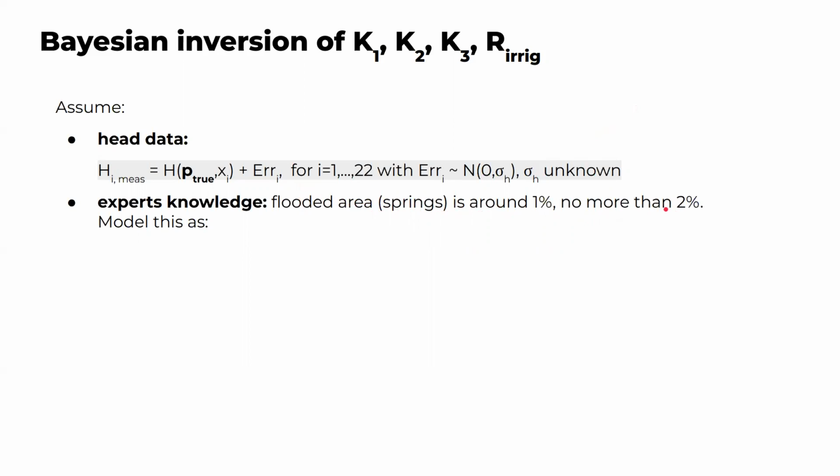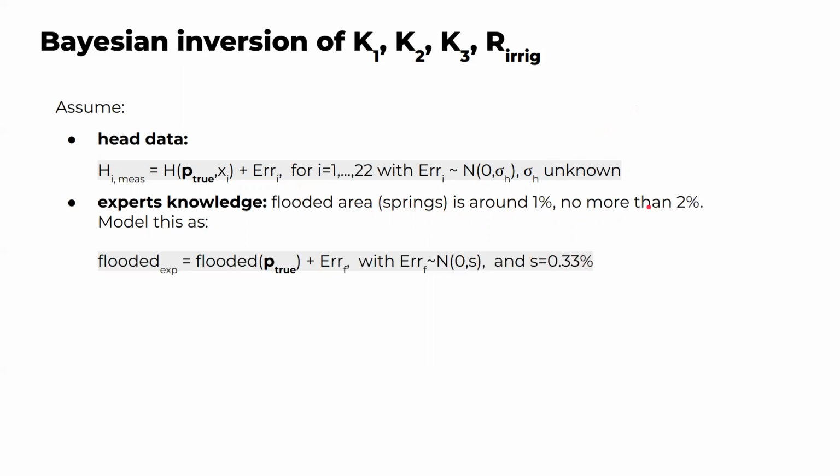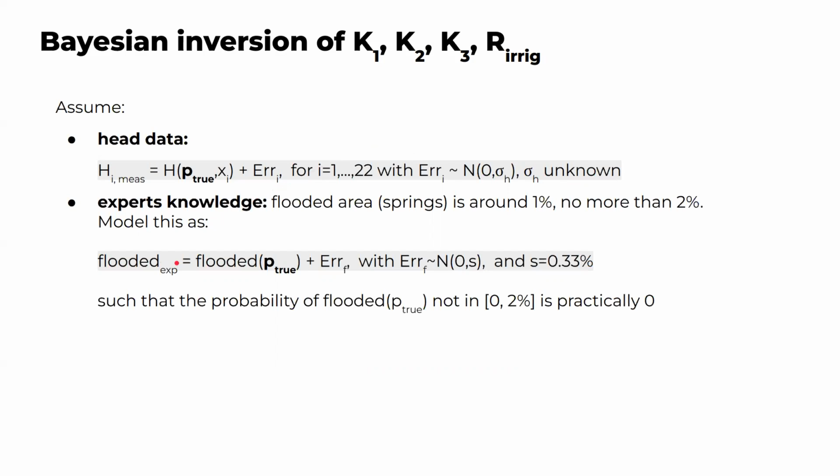So how do we incorporate this information in our Bayesian inversion? We treat it as if it was another measurement. Let's say we claim that the predicted flooded fraction is like having another measurement with an error, and the error is Gaussian, and it's tuned such that when you write the likelihood, the probability of exceeding 2% is essentially 0.